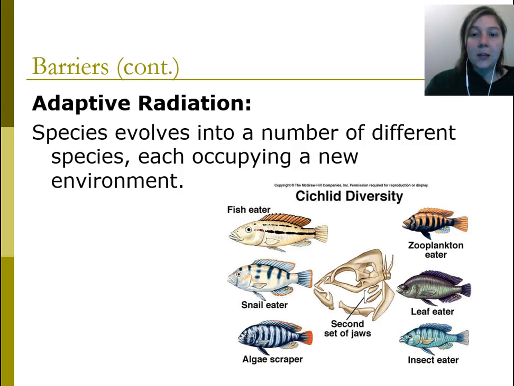Adaptive radiation can be one result of different types of isolation. And adaptive radiation is when one species evolves into a number of different species, and they each occupy a new environment. Here is an example of cichlid fish. They have a second set of jaws, and what this diagram is showing you is that they've all developed to form different roles in terms of what they eat.